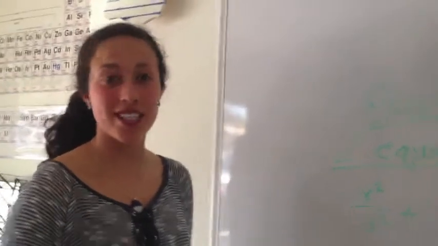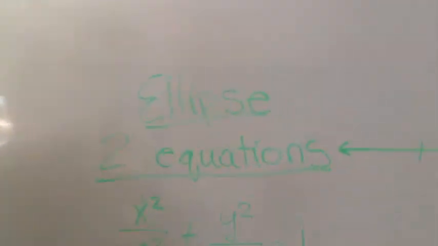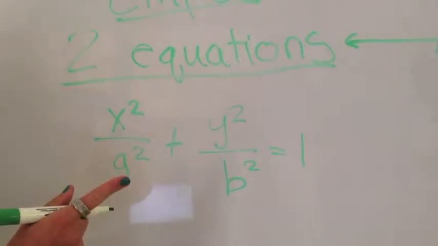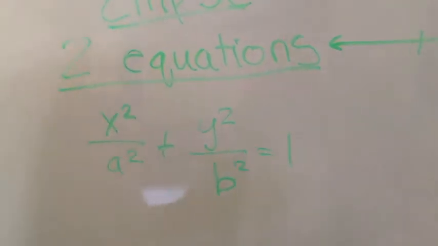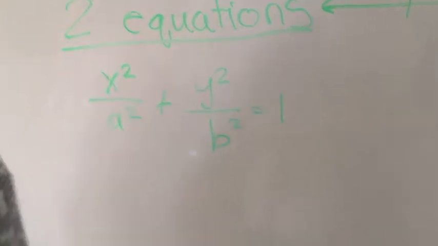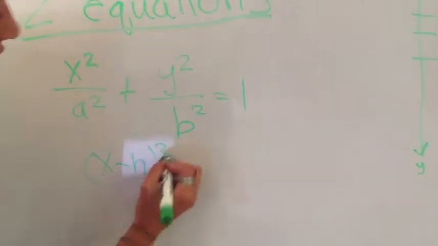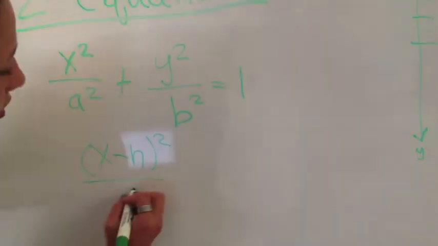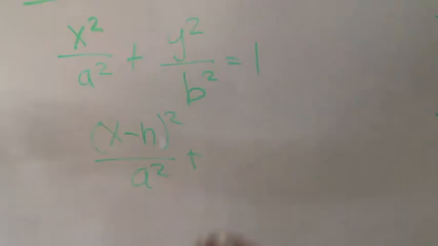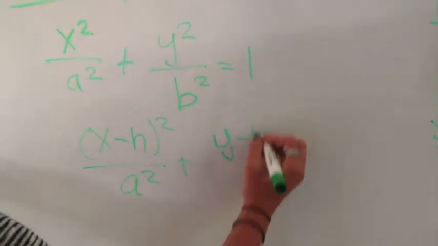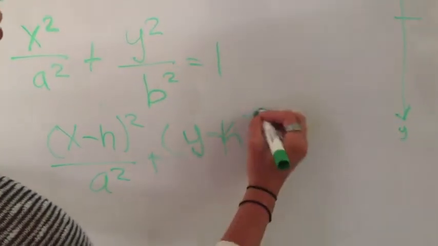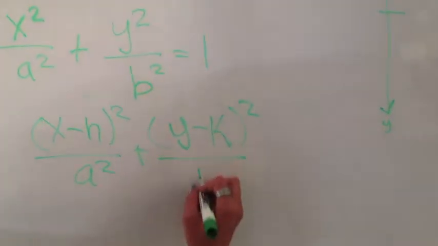The next part of conic sections is an ellipse. There are 2 equations. One is x squared over a squared plus y squared over b squared equals 1. The next equation is x minus h squared divided by a squared plus y minus k squared over b squared equals 1.